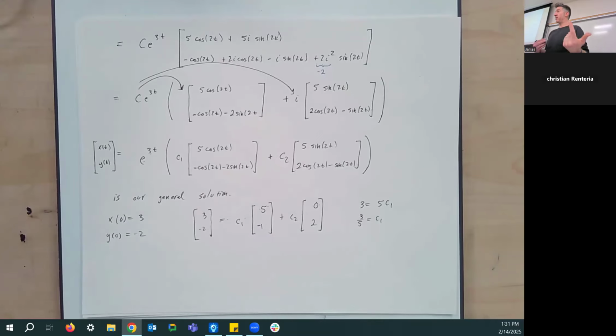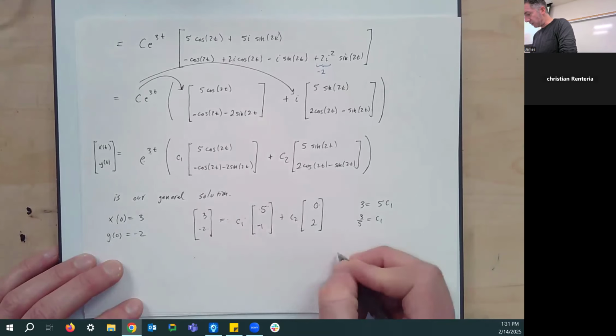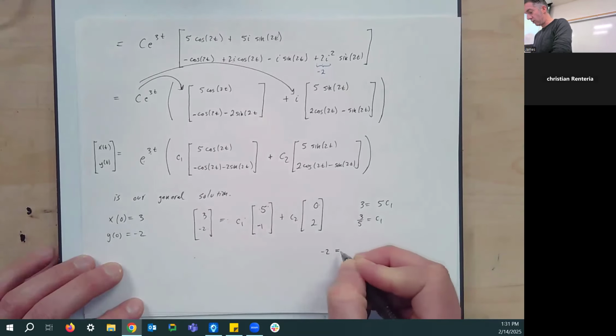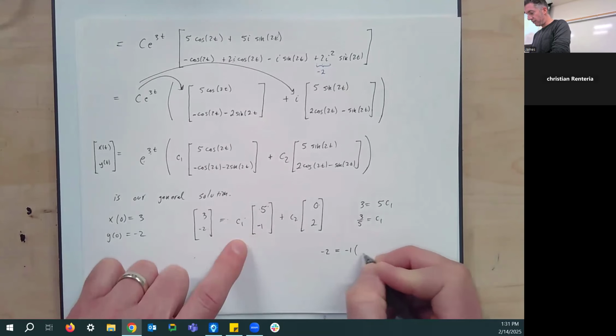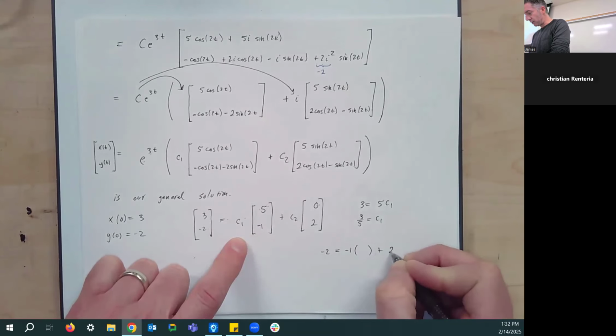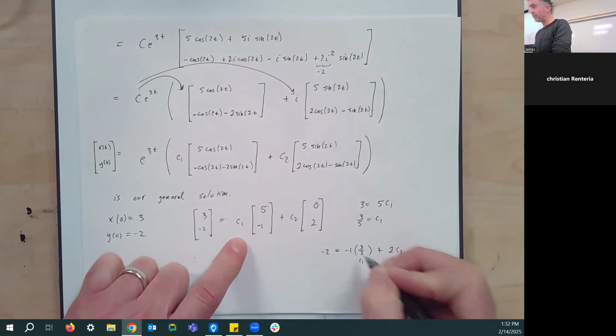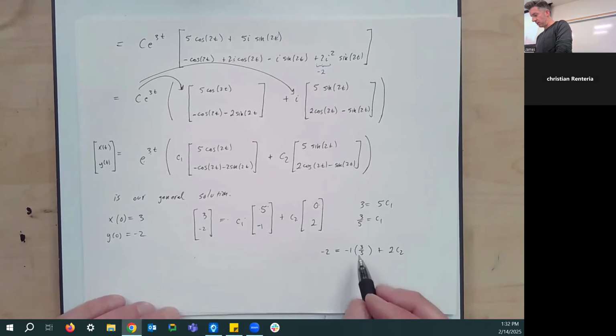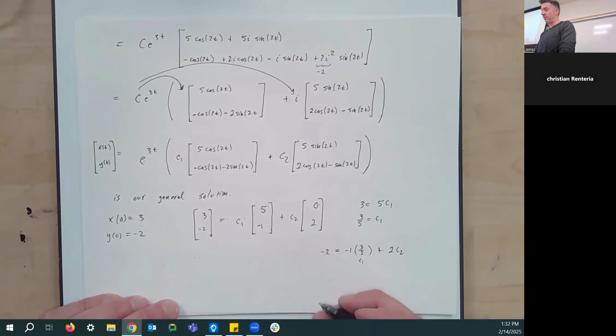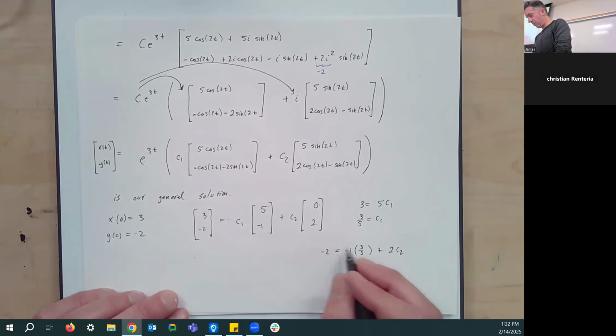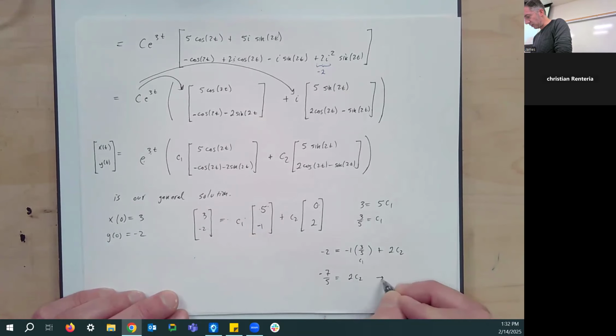And then I can go back and find C2 using the second equation. My second equation is negative 2 is equal to negative 1 times C1 plus 2 times C2. For C1, I'm going to plug in the value I just found, which was 3/5. Then negative 2 plus 3/5, negative 10/5 plus 3/5, is negative 7/5, which is equal to 2 times C2. So it looks like C2 is going to be negative 7/10.